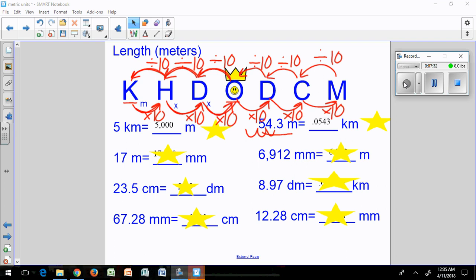Give the rest of the problems on this page a try and see how you do. Pause the video, do the work, and then press play when you want to check. All right, go.